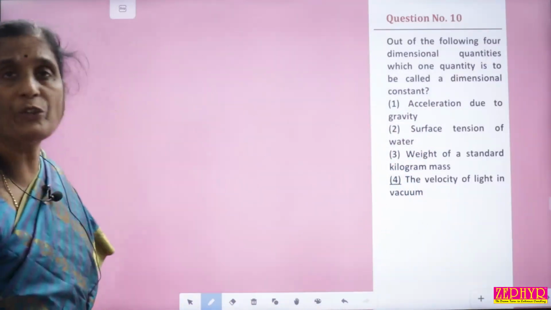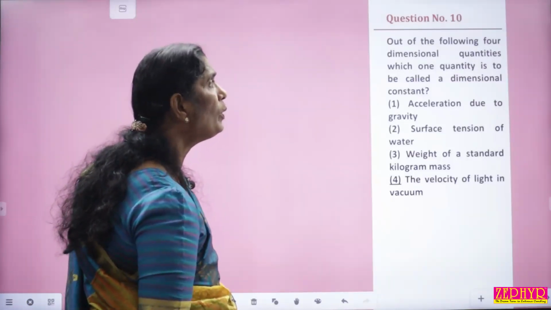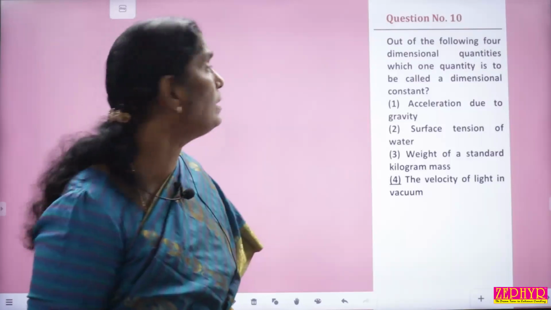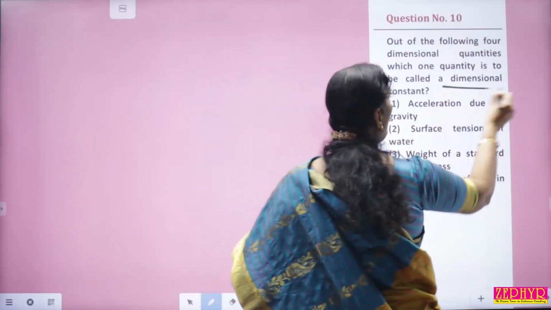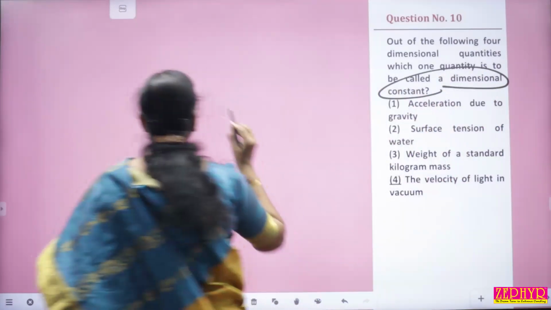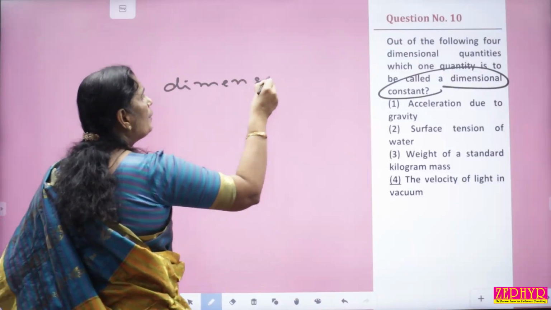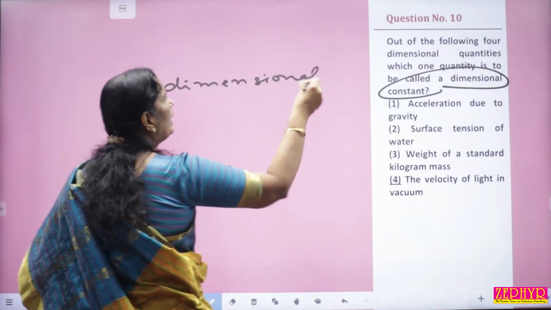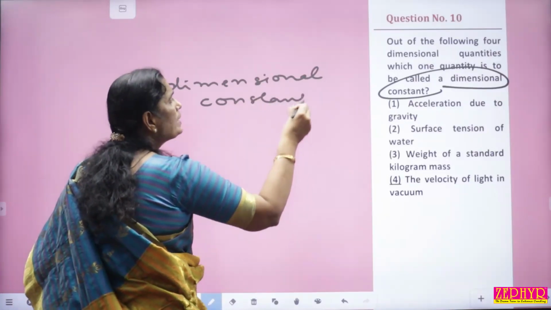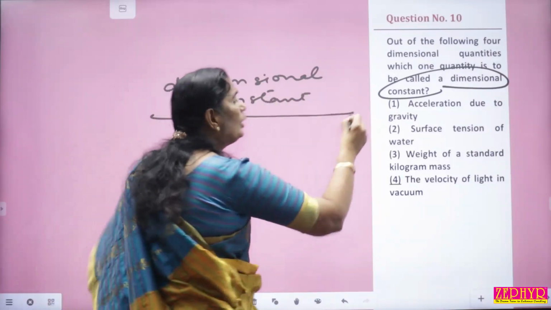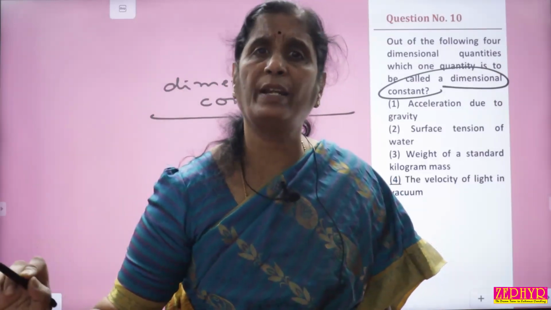Okay. Next question, the 10th question. Out of the following four dimensional quantities, which one is to be called a dimensional constant? So what is meant by dimensional constants? You should have an idea about what is meant by a dimensional constant. These are all the dimensional constants or the universal constants. Throughout the universe, they should be constant.